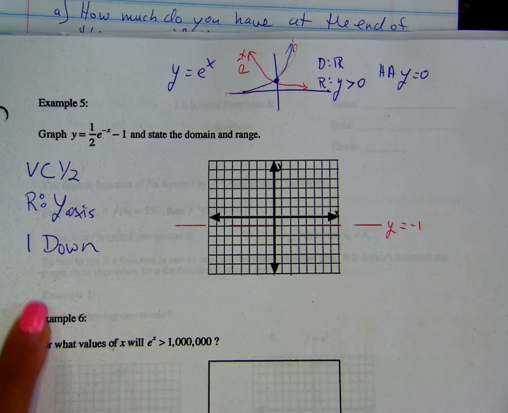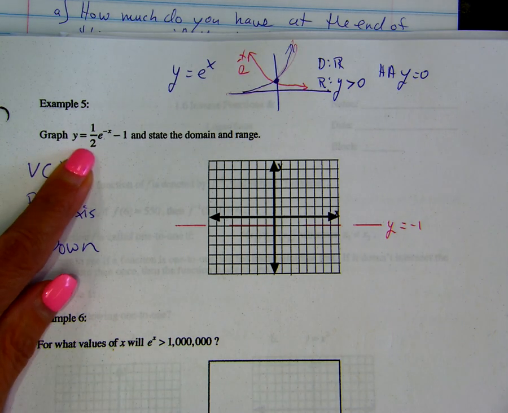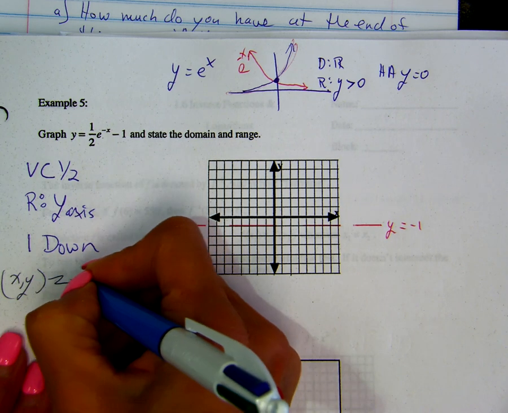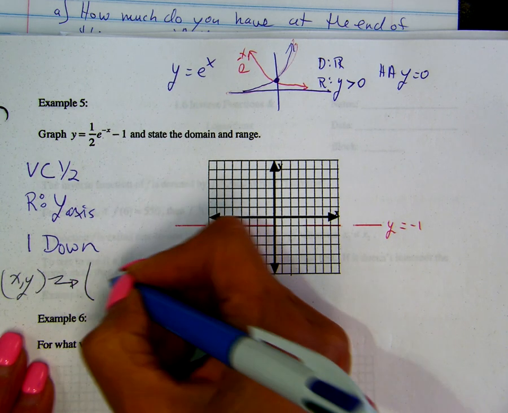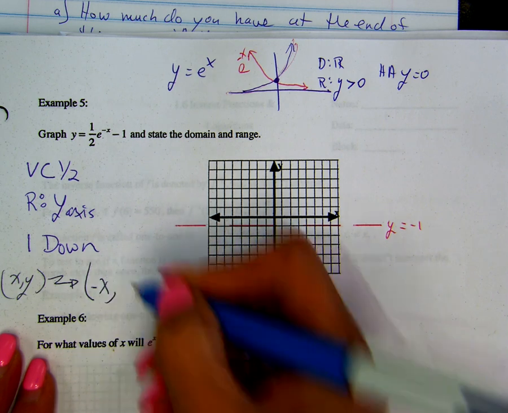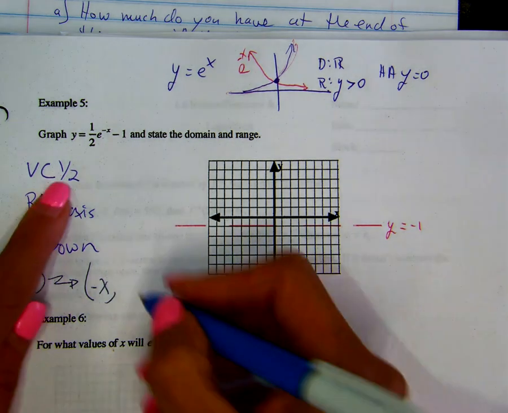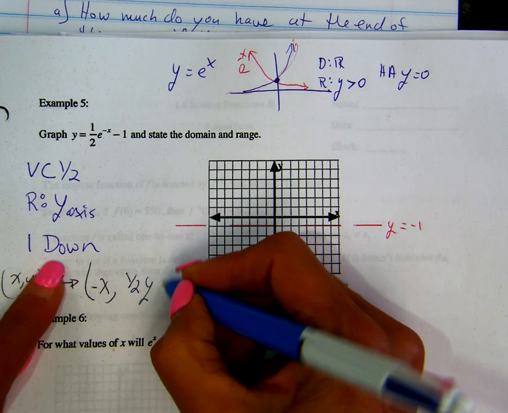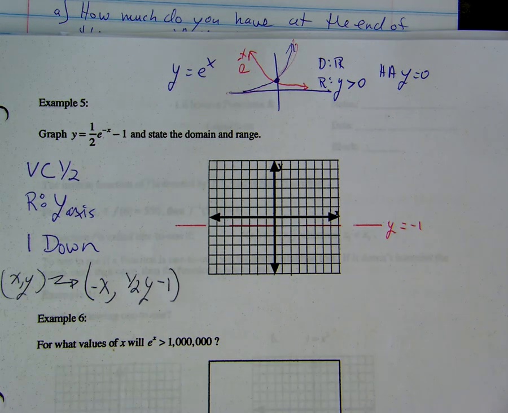Can you remember how to write a mapping for this kind of a transformation? Any point x,y on the original graph mapped over to negative x, because we reflect it across the y-axis. What happens to the y's? They're all 1/2 as big, and we move them 1 down.